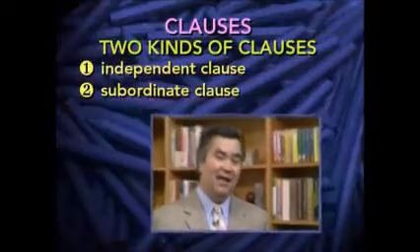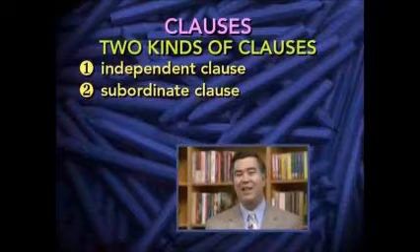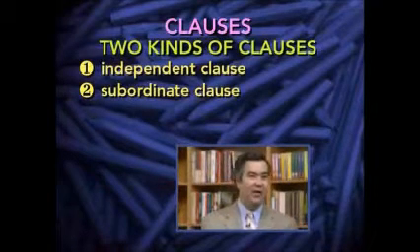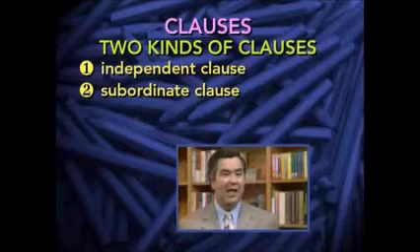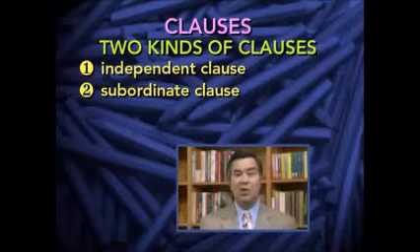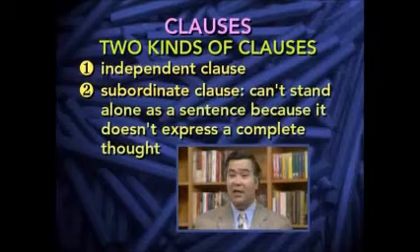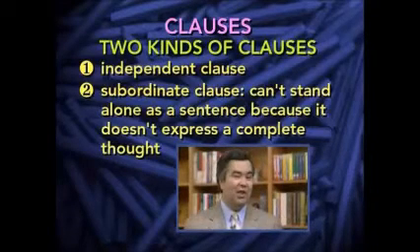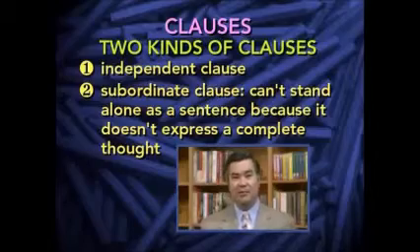Well, if an independent clause can stand alone as a sentence, what do you call a clause that cannot stand alone as a sentence? The answer is a subordinate clause. The word subordinate means following or less important than, and this describes what these clauses are like. A subordinate clause can't stand alone as a sentence because it doesn't express a complete thought.